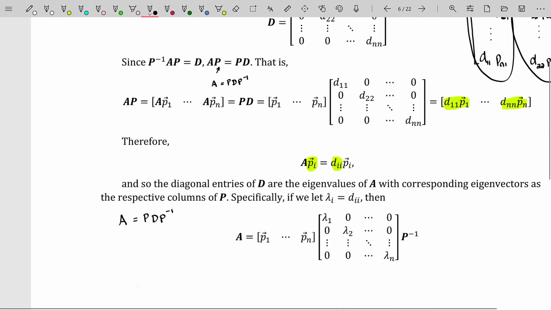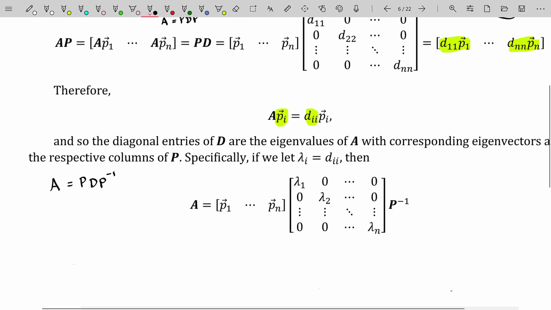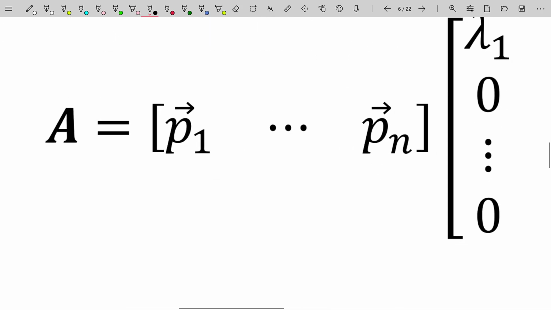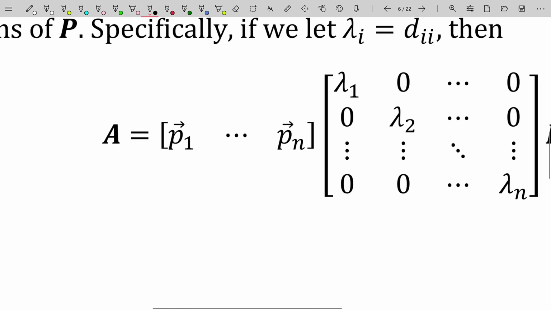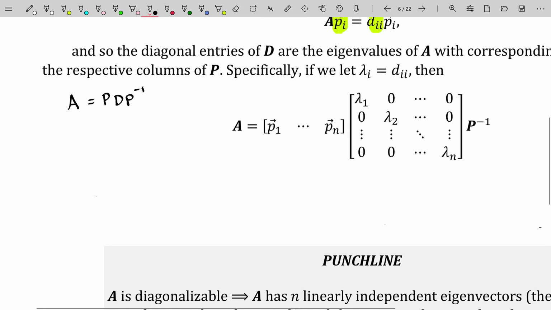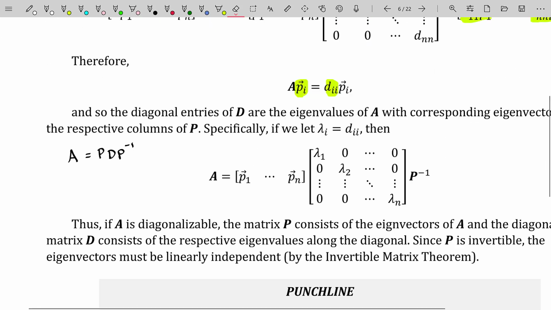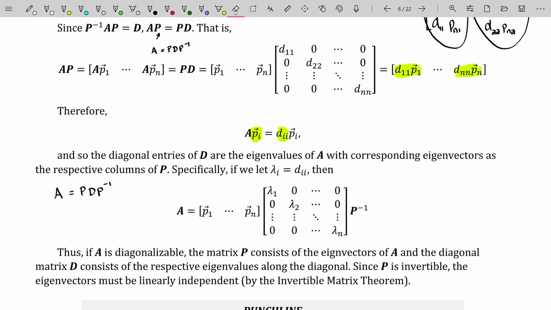So if that's the case, I know what P is. P is this matrix of column vectors P1 through Pn. I now know what D is. D is the diagonal matrix where the entries are the associated eigenvalues for those eigenvectors P1 through Pn. And P inverse, I don't need to find it here. Thus, if A is diagonalizable, the matrix P consists of the eigenvectors of A, and the diagonal matrix D consists of the respective eigenvalues along the diagonal.